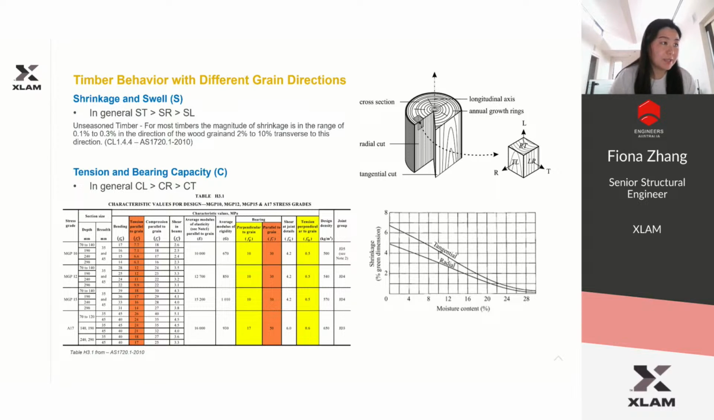Now from the table, you can see the characteristic value of the timber in different grain directions. The tension capacity along the grain is 7.7 MPa for the tensile strength, versus only 0.5 MPa along the perpendicular grain. Also for bearing, the compressive strength along the grain is 3 times that of the perpendicular grain. Apparently, we'll discuss the variation more in the moisture content and the connection section.